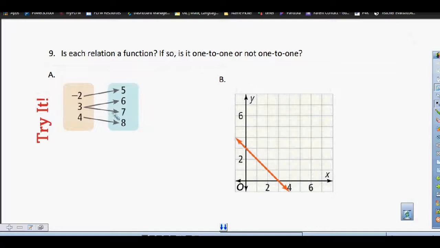Okay, so take a moment, try A and B, pause the video, and then come back and see if we get the same result. All right, let's see how we did.